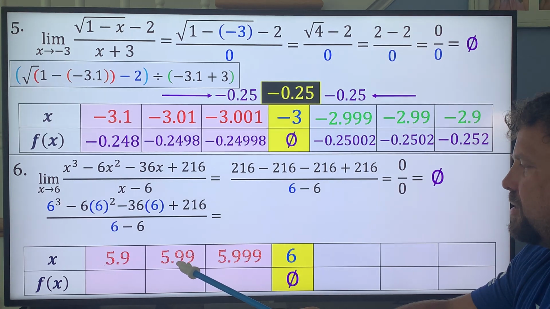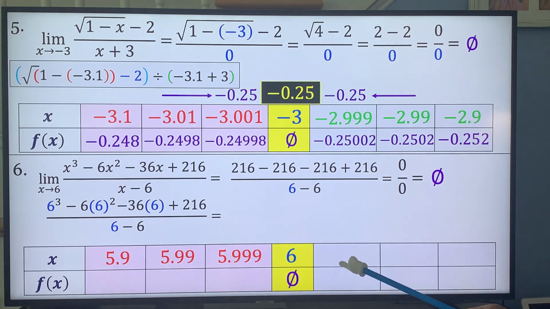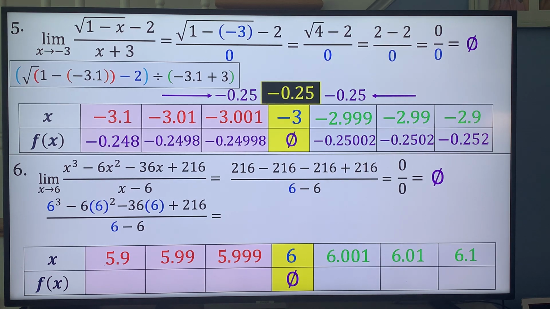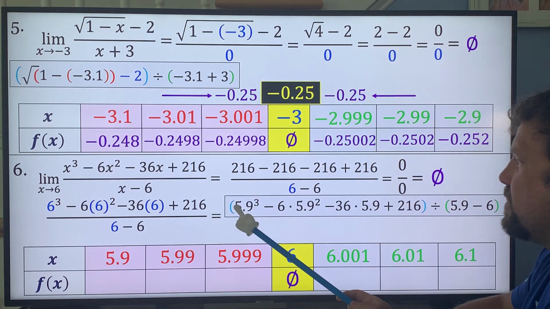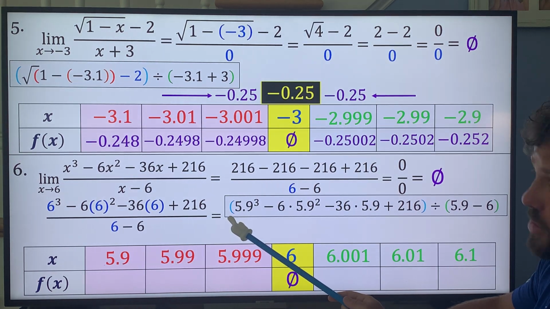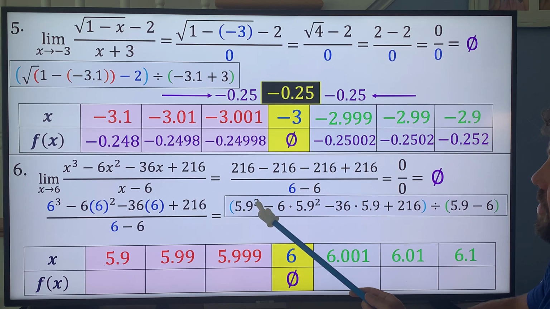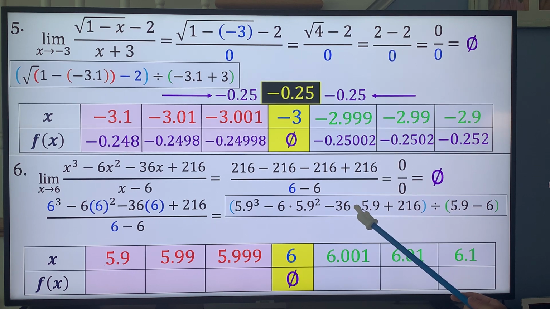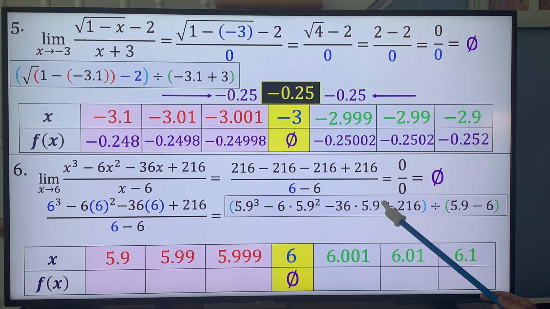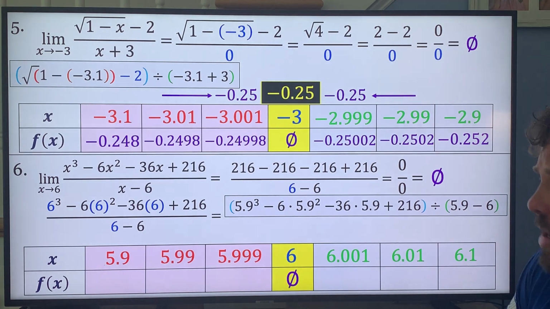5.9, 5.99, 5.999, and add 1,000, add 100, add 10. When you plug this into the equation, because these are positive, you don't need to use parentheses when you're raising them to a power. Open parentheses, all you really need is the numerator and denominator. 5.9 caret 3 minus 6 times 5.9 squared minus 6 times 5.9 plus 216 close parentheses for your numerator divided by open parentheses 5.9 minus 6 close parentheses. So you need your parentheses for your numerator and your denominator. Hopefully at least you know how to use a calculator, right?